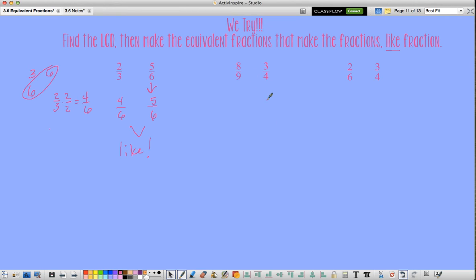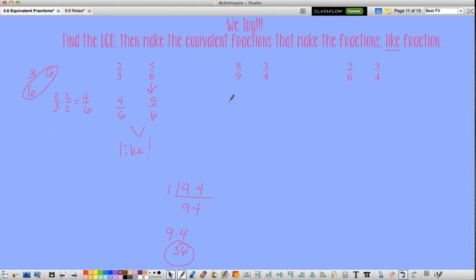9 and 4. So 9 and 4, I can come down to the side and do 9 and 4. And the only thing they can both be divided by is 1. So I do 9 times 4 to get my least common denominator, which is 36. So in this case, the least common denominator was the two numbers multiplied together. So that does happen sometimes.